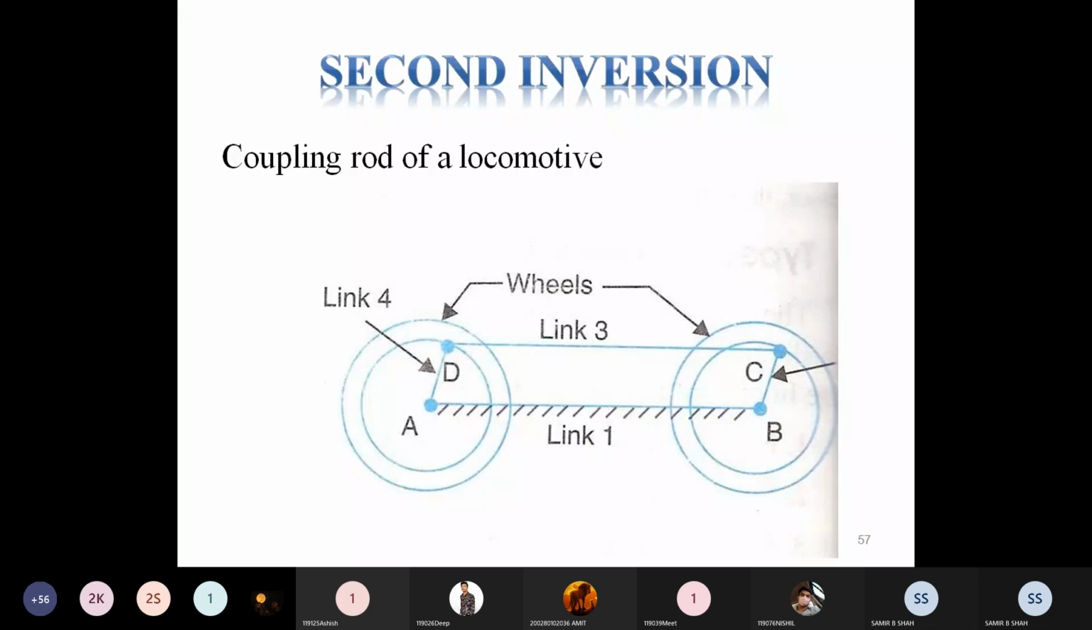Next one is the second inversion, or the coupling rod of a locomotive. If you can see in the diagram, there are two links, link AD and link BC, which are link 2 and link 4, while the remaining two, link 1 and link 3, are of the same length.